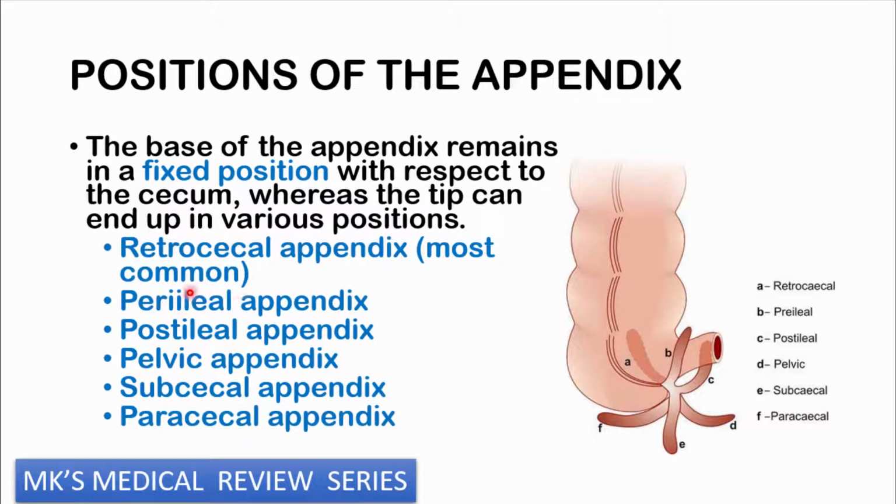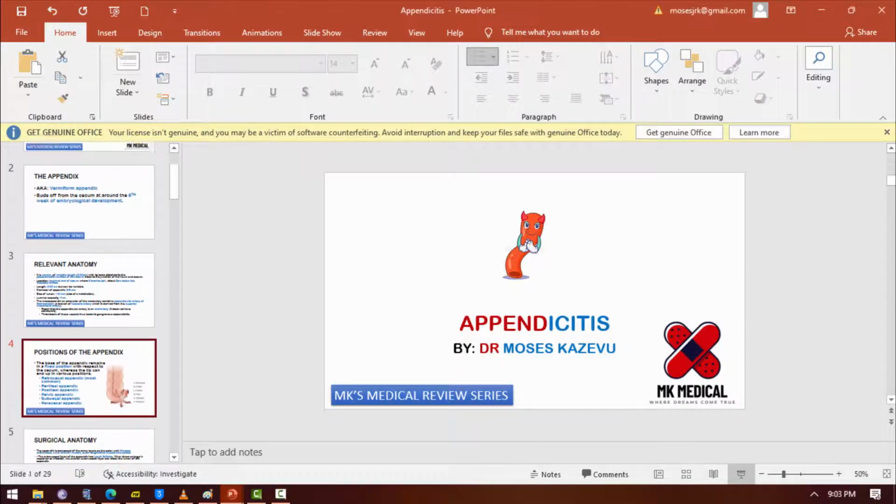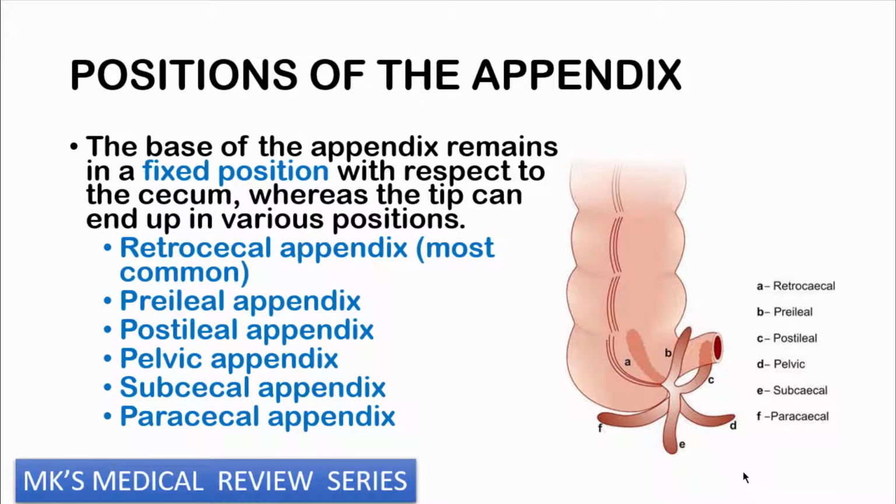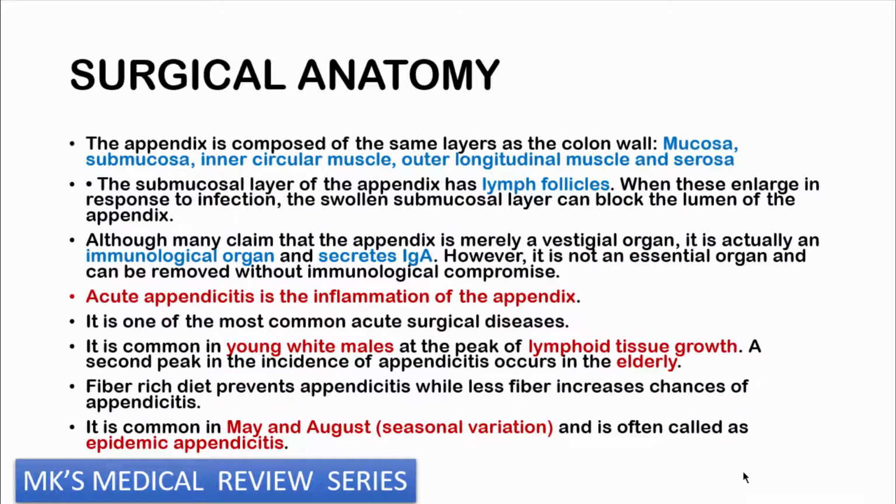This should be pre, not peri. So this should be pre-ileo. Let's correct that so that most of you don't misquote me on this. So you have the retrocecal, pre-ileo, post-ileo, pelvic, subcecal, as well as paracecal.